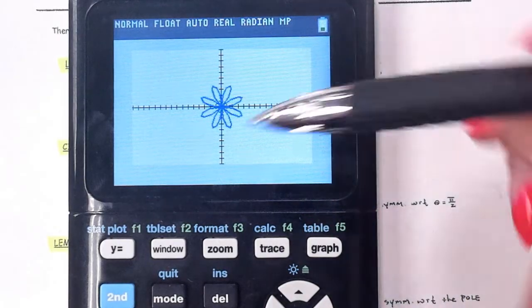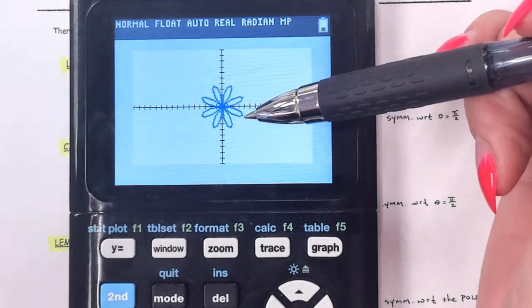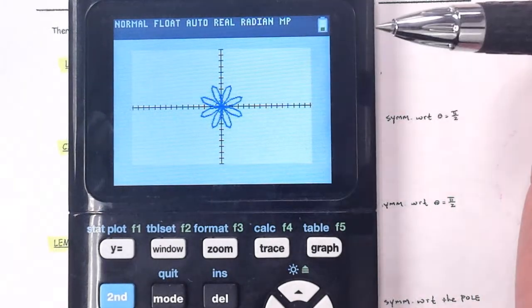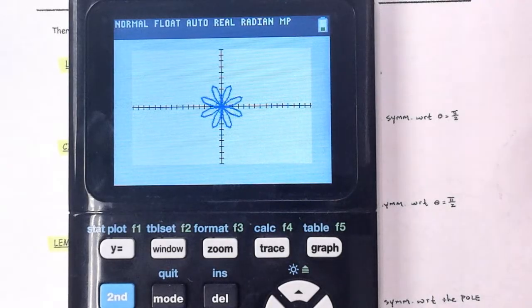I tricked you. So it's not 4, it's actually times 2. It's going to be 8 petals on your rose curve, on your flower. But it's technically called a rose curve.